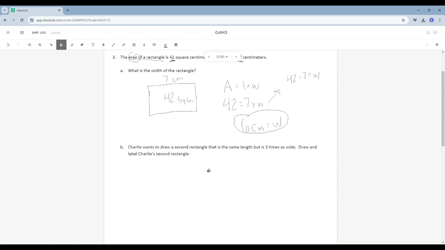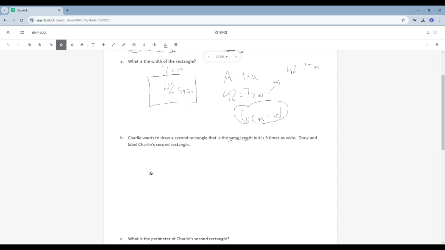Letter B says Charlie wants to draw a second rectangle that's the same length. So our length is going to be 7 centimeters from letter A, but 3 times as wide. So it was the width, or we're looking for the width. Draw and label Charlie's second rectangle. So we'll go ahead and start with our rectangle.